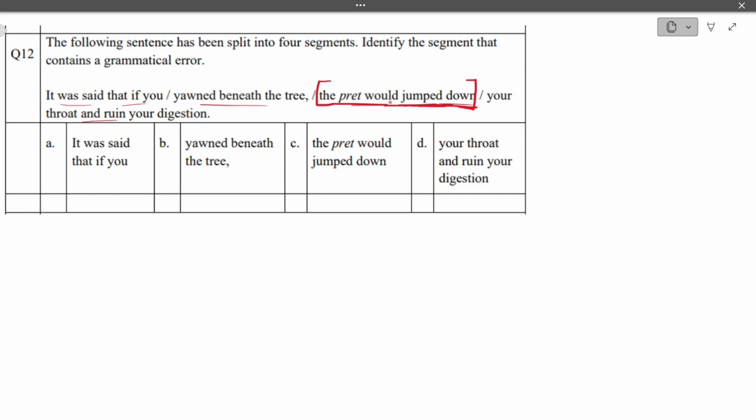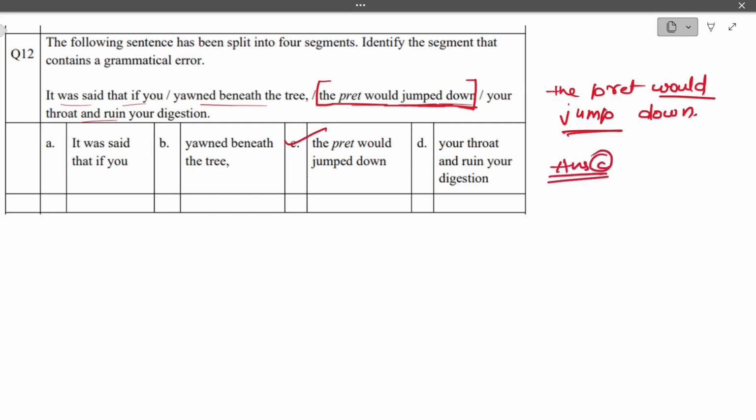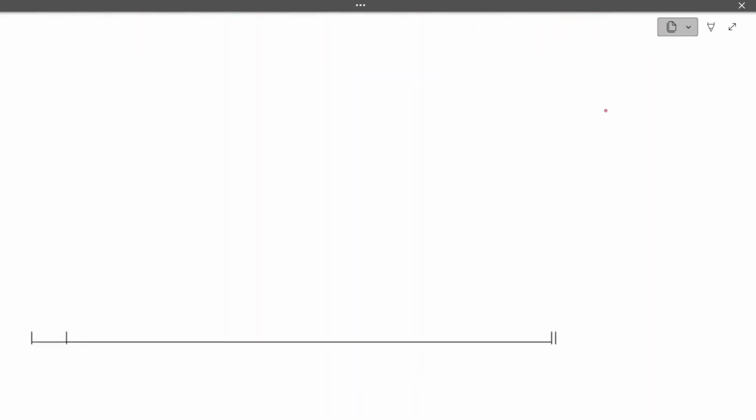Therefore, the correct part would be the prat would jump down. Because we are using would, this is not about past tense, so how can we use jumped here, right? So hope you understand it. This is a grammatical error, so the correct answer in this case would be option number C. We don't have to tell the correct sentence, we just have to figure out which part has the grammatical error, and then our work is done.